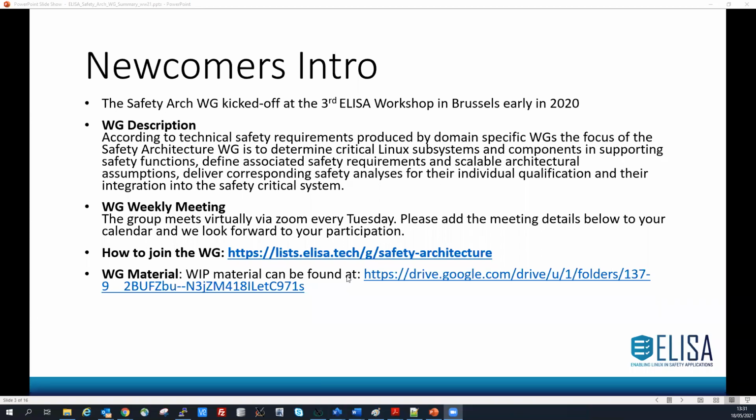Okay, so newcomers introduction. The Safety Architecture Working Group kicked off at the 3rd ELISA workshop some time ago, early in 2020. The working group description: according to technical safety requirements produced by domain-specific working groups, the focus of the Safety Architecture Work Group is to determine critical Linux subsystems and components in supporting safety functions, define associated safety requirements and scalable architectural assumptions, and deliver corresponding safety analysis for their individual qualification and their integration into the safety critical system. Now, understand this is a bit cryptic, so for newcomers, please hold on, and it will be more clear as we walk through the slides.